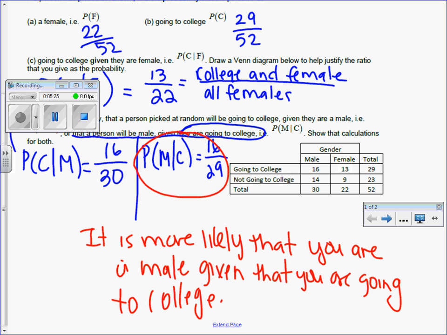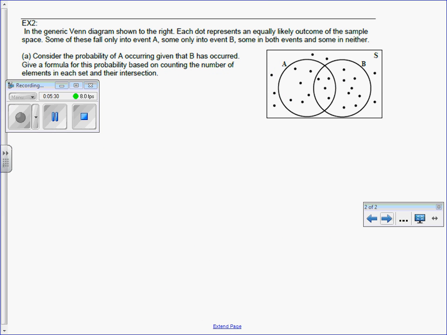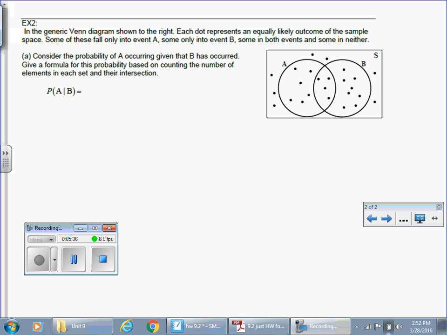Okay. We have one more question that we're going to do together. So this next question, example 2, let's take a look at. So this question says, in the generic Venn diagram shown to the right, they're not giving you a scenario, that's why it says generic. Each dot represents an equally likely outcome from a sample space. So they name the whole thing S as sample space. Some of these fall only into event A, some only fall in event B, some in both events, and some in neither. So you see there are dots that are not in bubble A or bubble B. That means they don't fall into either category.